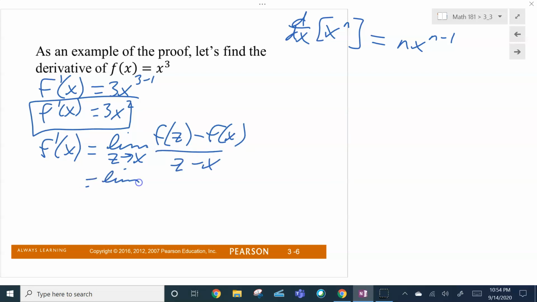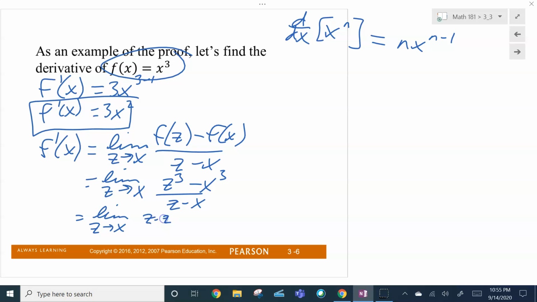So this becomes limit as z goes to x, f of z. Remember, f of x is x cubed, so that'll be z cubed minus the original f of x, which is x cubed over z minus x. And now we factor a cubed minus b cubed on the top, right? Which is a minus b, so z minus x. Whoops, that's an x, z minus x. And then a squared plus ab plus b squared, so z squared plus zx plus x squared, if you remember how to factor a cubed minus b cubed. So we got z minus x on the bottom. There goes our z minus x's.